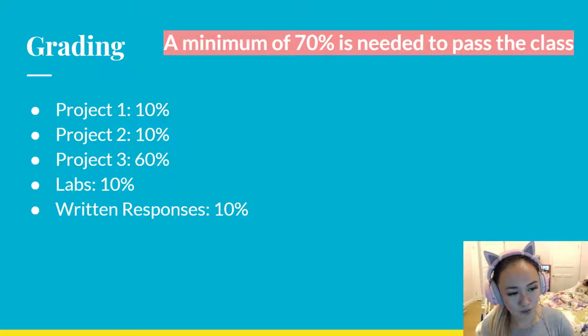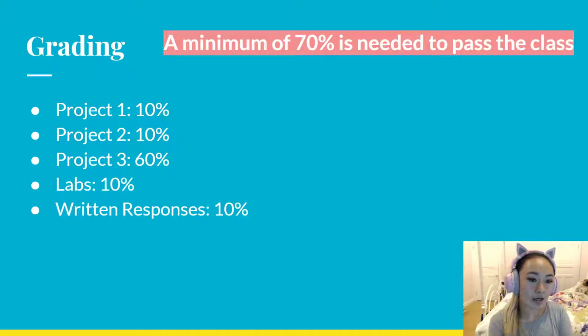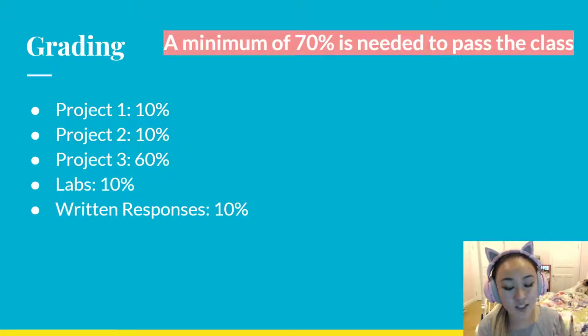Project 1 is worth 10%, Project 2 is worth 10%, and Project 3 is worth 60% of your grade. Labs are 10% and written responses are also 10%. Again, I mentioned this in the info session, but the numbers look super scary. It's like, wow, one project is worth 60% of our grade. Don't worry, guys. As long as you show up to class, do your work, and make a large effort in this class, and we can tell that you're putting in the work, you will have no reason to fail this class.